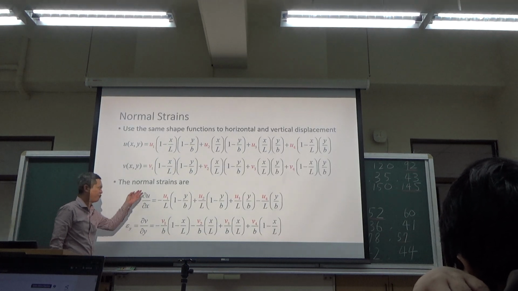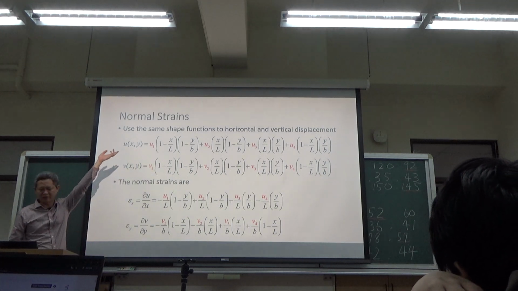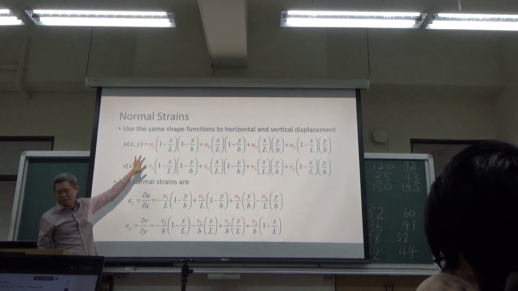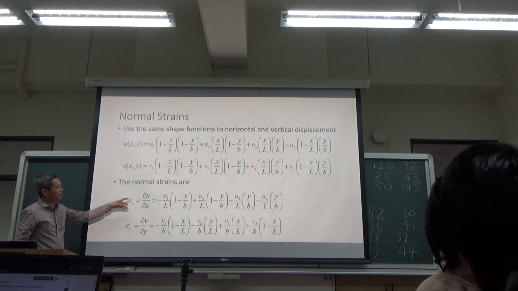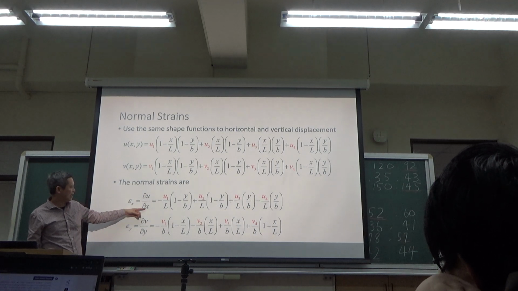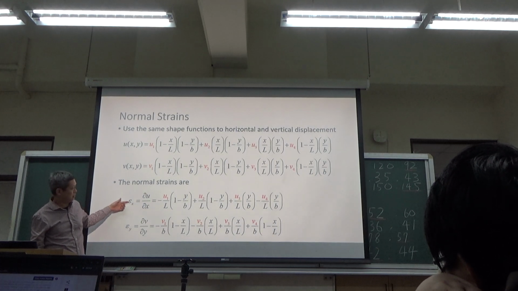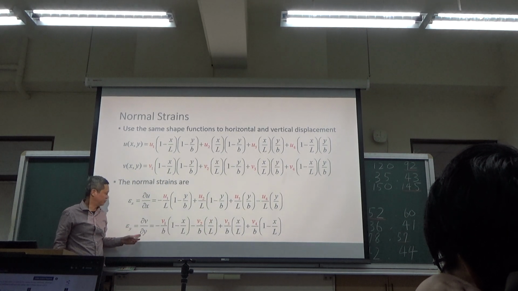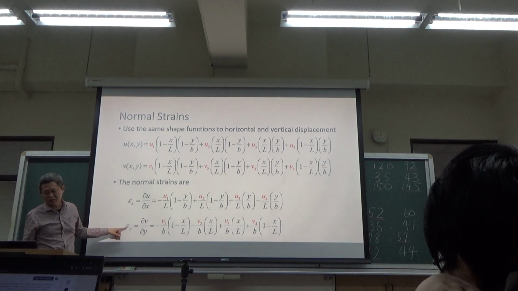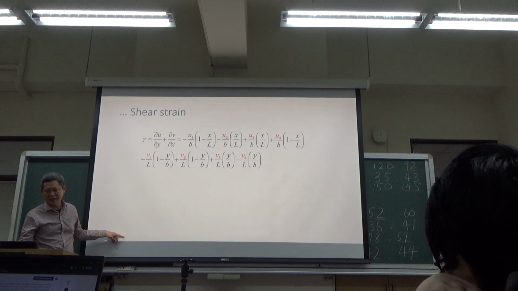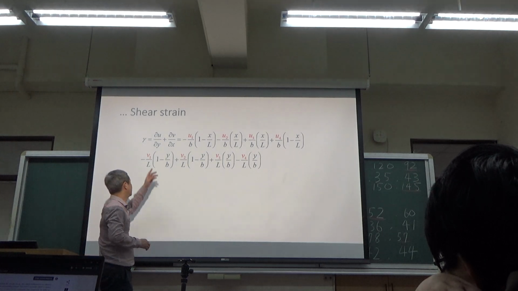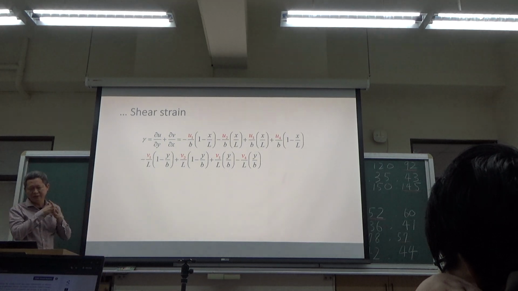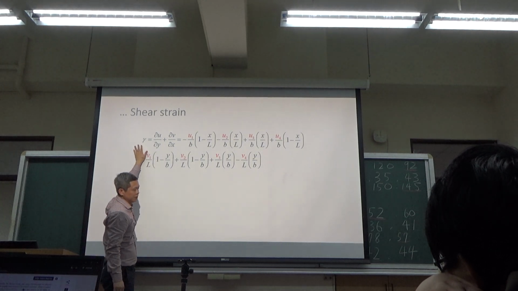And then next, since you have obtained the interpolation of the horizontal displacement, you can do the same for vertical displacement. And we are using the same shape functions for vertical displacement. So now the partial differentiation of horizontal displacement with respect to x gives you the normal strain in the x direction. You can do the partial differentiation of the vertical displacement with respect to y. Then you're going to get the normal strain in the y direction. And then next you can do the partial differentiation of horizontal displacement with respect to vertical coordinate plus partial differentiation of the vertical displacement with respect to horizontal coordinate. Then you obtain the shear strain.